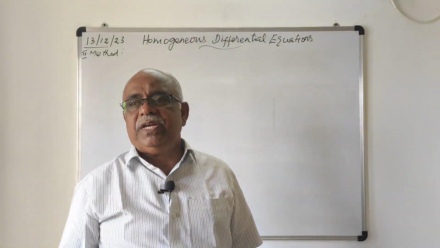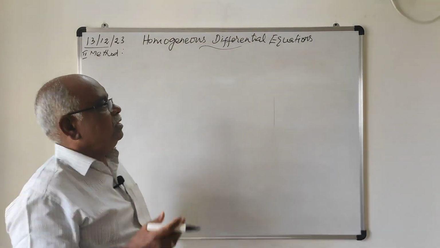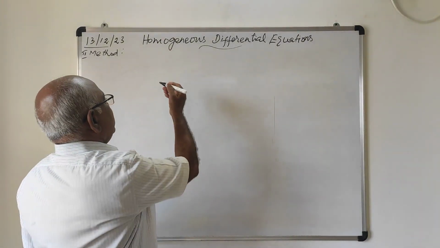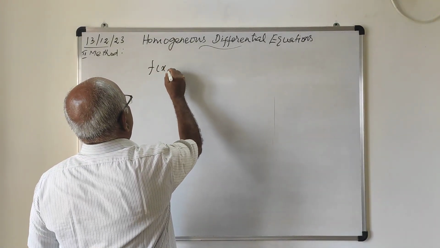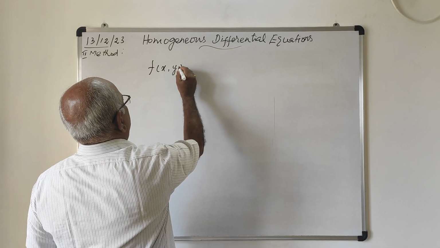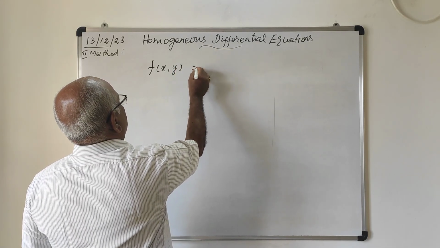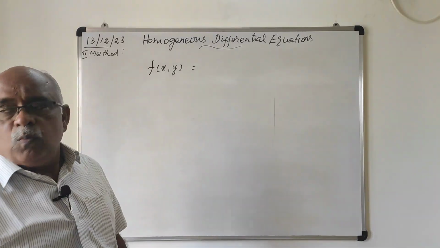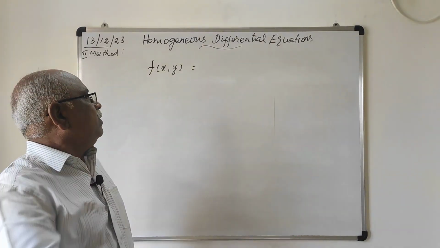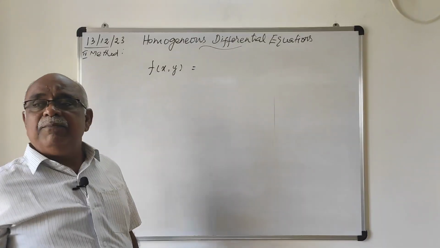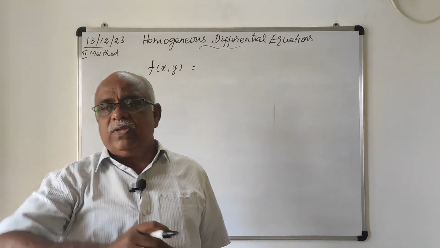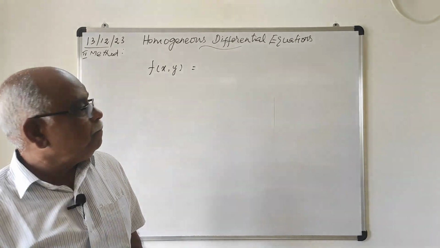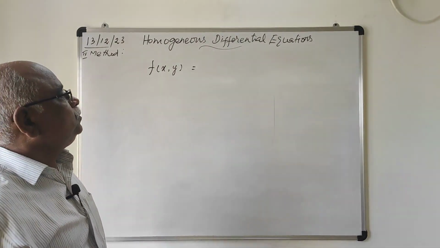What do you mean by homogeneity? A homogeneous differential equation means a differential equation f of x, y in x and y. Homogeneous means the variables x and y are of the same degree. The degree of the differential equation should be equal.